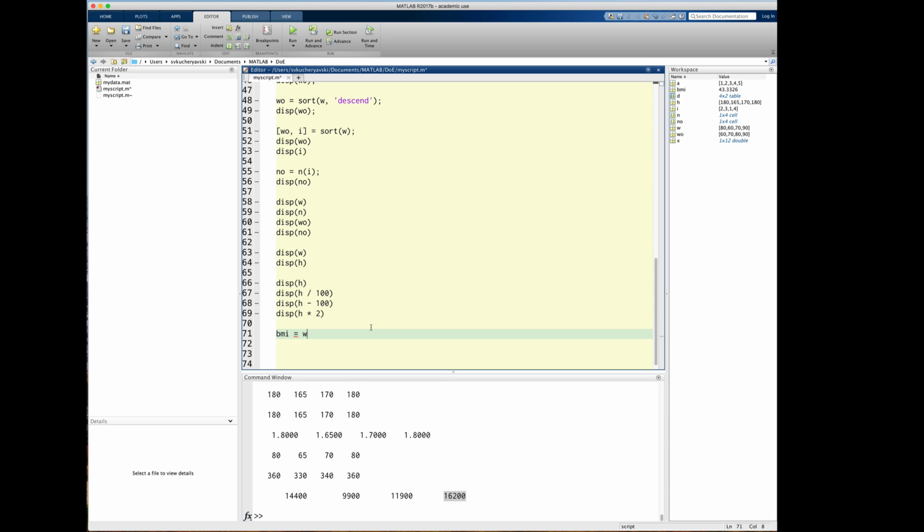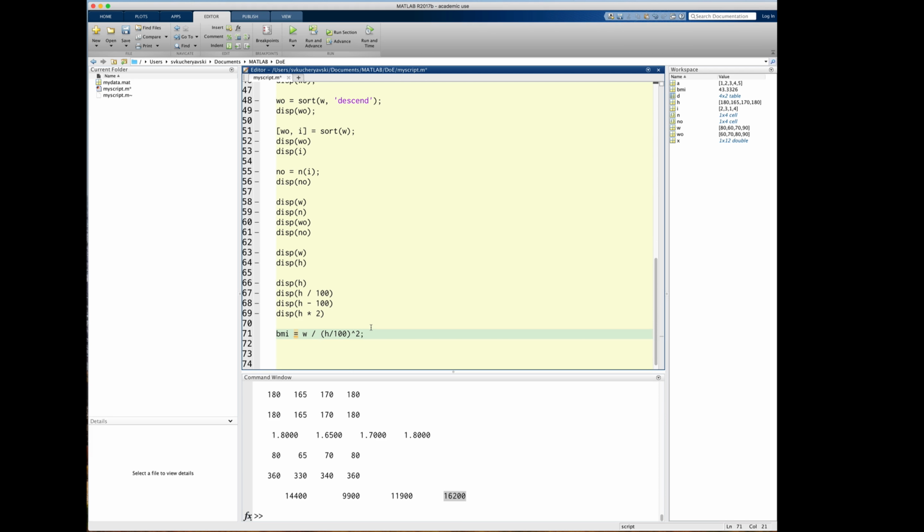So you need to take weight in kilograms. We already have it in kilograms. Divide it by height in meters. So we have to take our height values and divide them by 100 to get them in meters, and then square it. You can take a power of anything if you use this little hat operator. So it's power of 2.